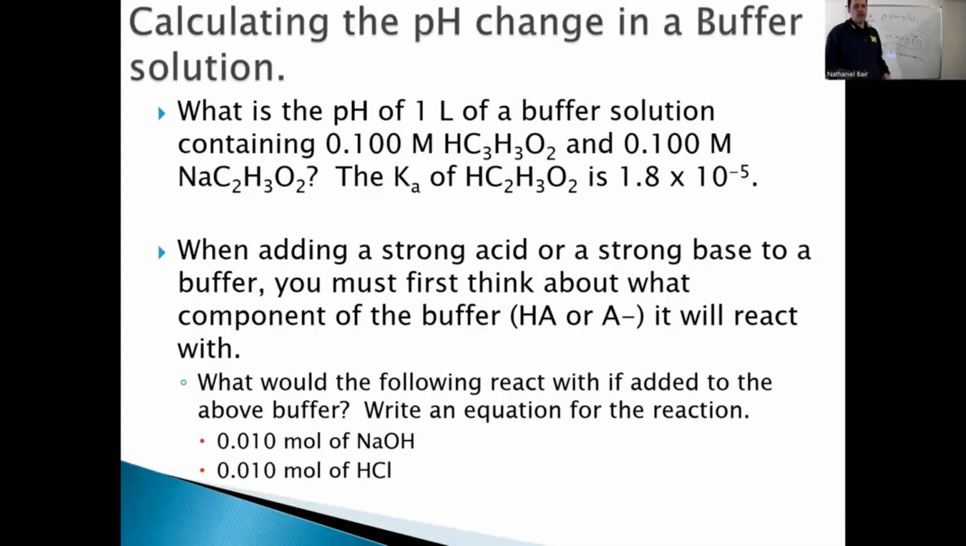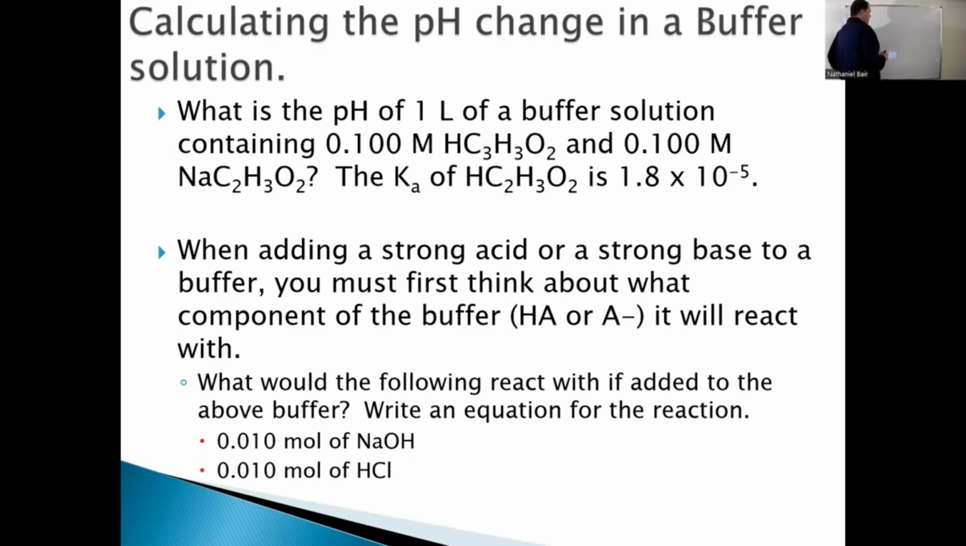Now I want to mess with our buffers. And this requires what are called BAA tables. Before we get into any of that, though, you have to get good at identifying, when I add an acid or a base to a buffer, which component of the buffer it is going to react with, and can you write an equation for it?